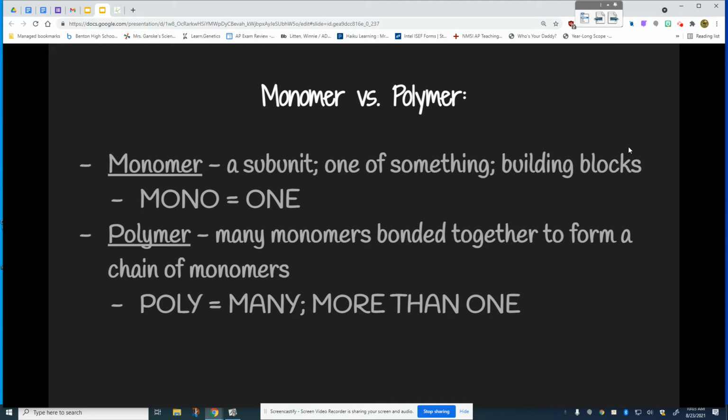Poly means many or more than one. As we talk about each of these categories, carbohydrates, lipids, proteins, nucleic acids, we're going to talk about what the monomers are and what the polymers are. When we put those monomers together, what do they build? Does that make sense? Okay.